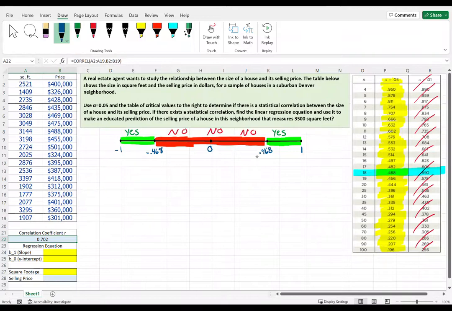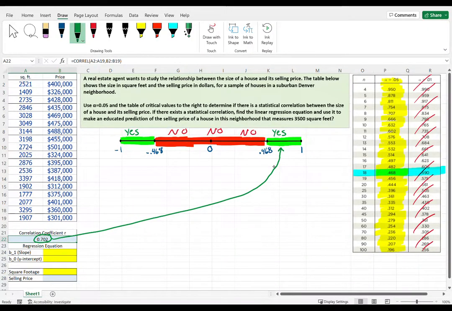You need two things. You need alpha, and you need n, and then those two things on this chart allow you to determine the critical values. I'm saying values plural because it's always a plus and a minus. All right, and now we've got that first question done. We say, well, okay, our correlation coefficient, that is the 0.702, and that falls to the right of 0.468, somewhere in that region. So it's somewhere in the yes region on the right. So the first answer is yes, there is a statistical correlation.